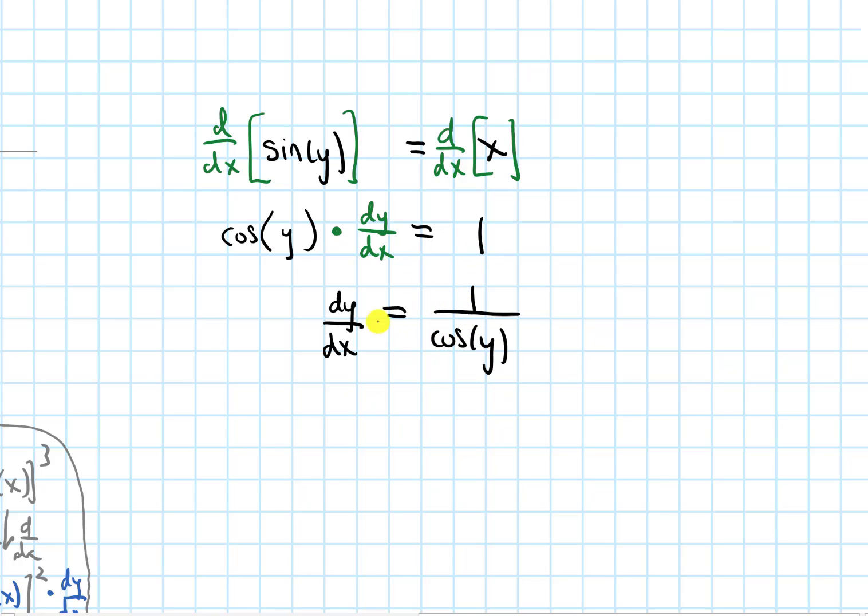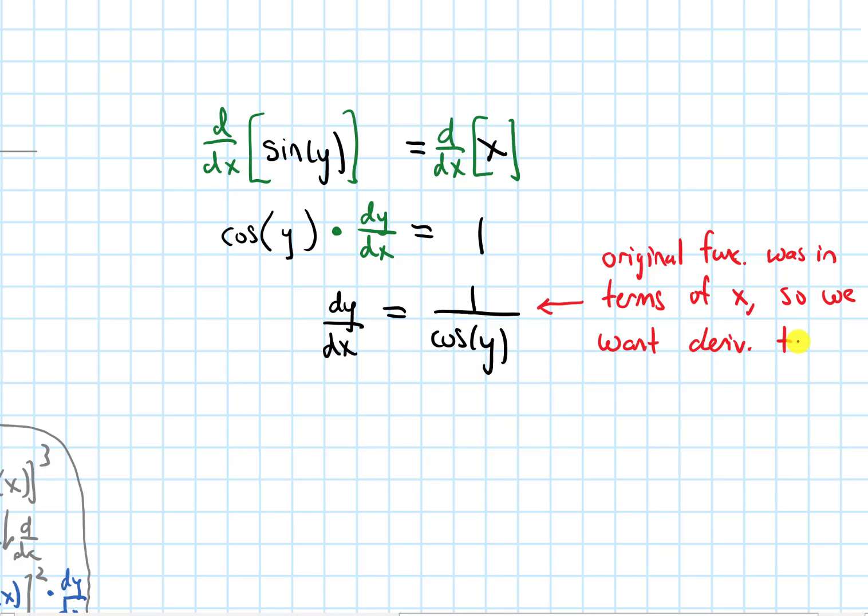And I do have this formula now for dy dx. The only thing that I don't quite like about this is it's in terms of the variable y, but in the original function, the only variable was x. It was y equals sine inverse of x. Okay, so our original function was in terms of x, so we want our derivative to also be in terms of x.